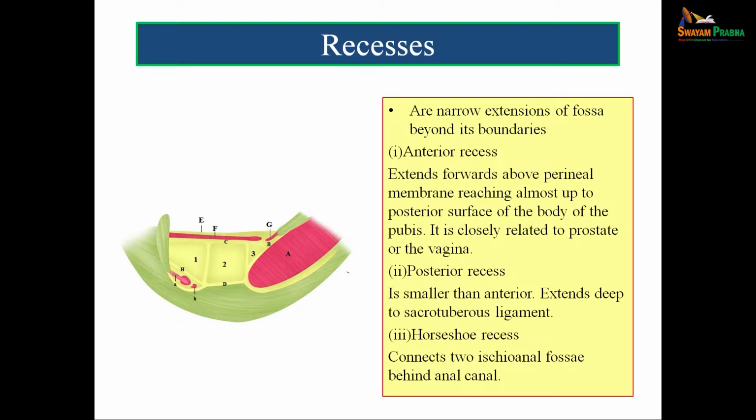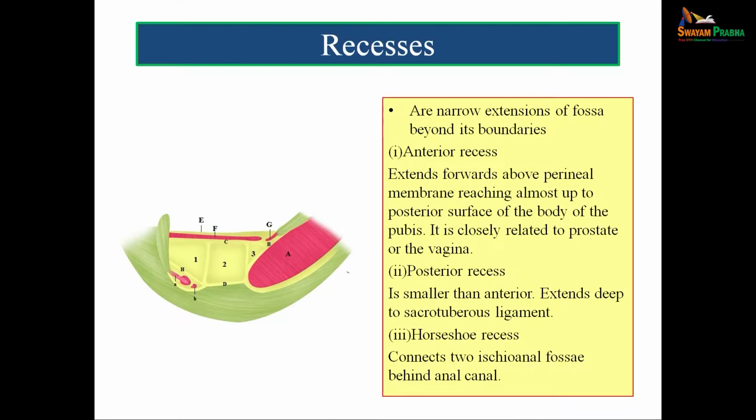So if I describe it, the anterior recess extends forwards above the perineal membrane, reaching almost up to the posterior surface of the body of pubis. You see in the diagram also that in front of 1 you have the pubic area. This anterior recess is very closely related to the prostate in males or the vagina in females. So, what is the anterior recess? It is an extension of the ischioanal fossa which is oriented anteriorly.